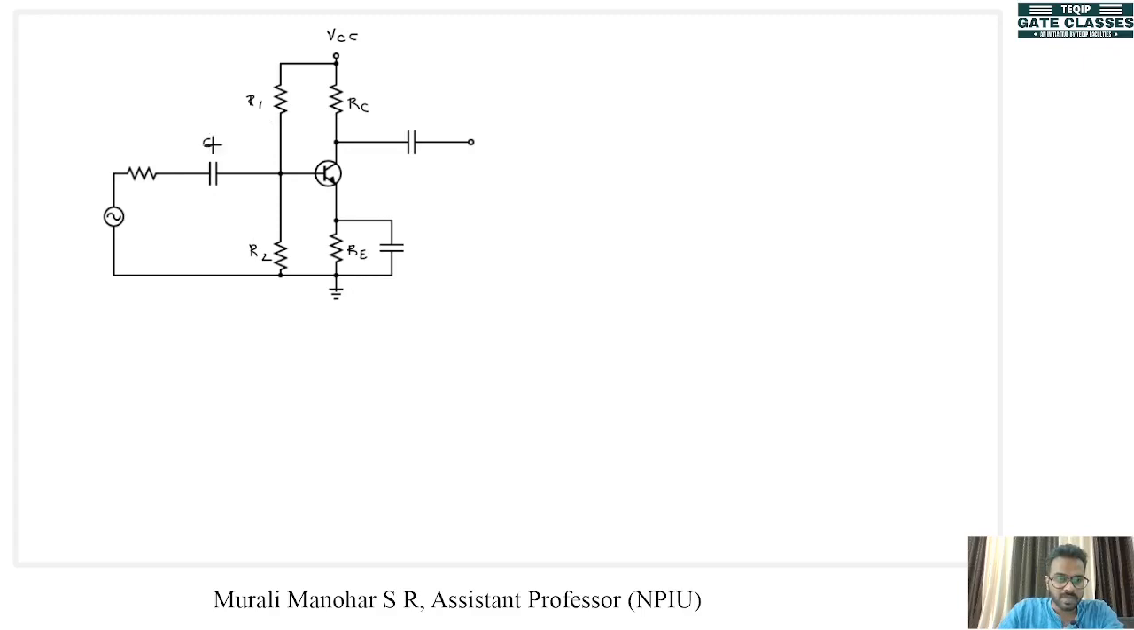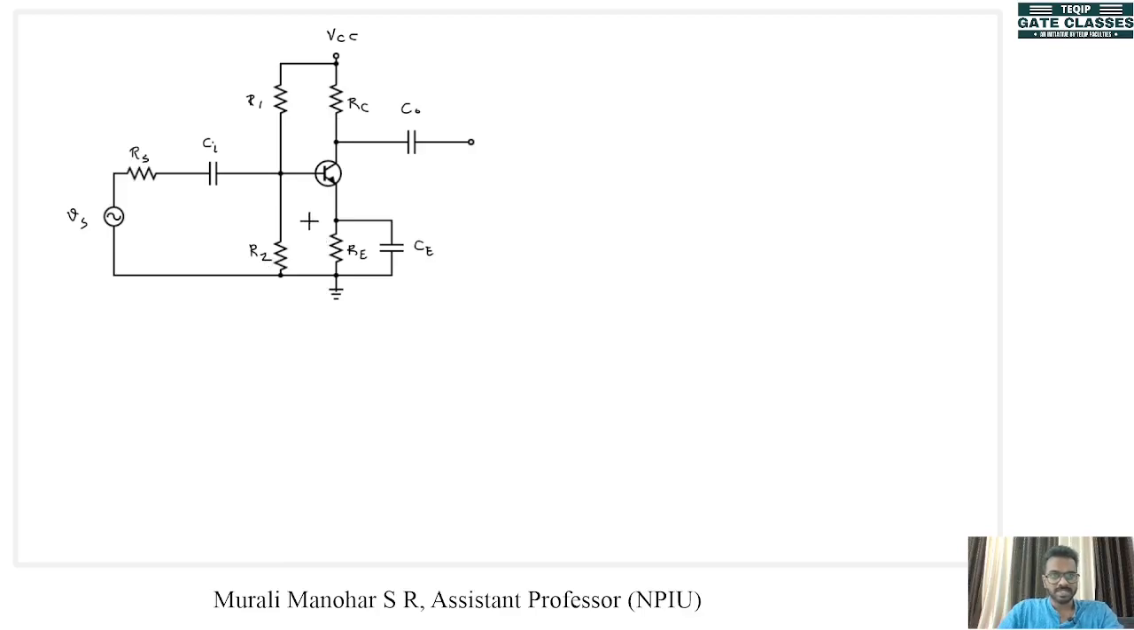Now we have CI here, CO here, and CE here. This is our source, that is the signal Vs, and this is the resistance of that signal source, which is Rs. This is the internal resistance of this signal source.